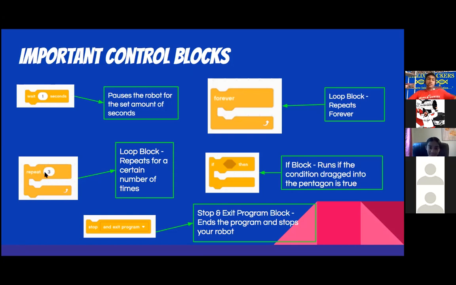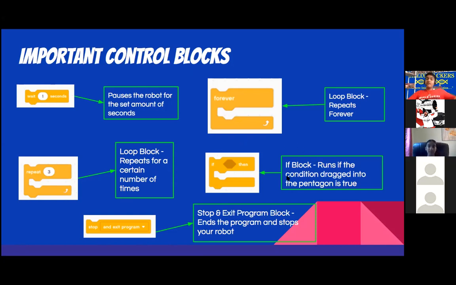Like 3 times. Whatever is going to happen inside of this loop block is going to happen for this amount of times. So if you have move for 3 rotations in here, it's going to move for 3 rotations 3 times, so it's going to be a total of 9 rotations. This is also very, very helpful.